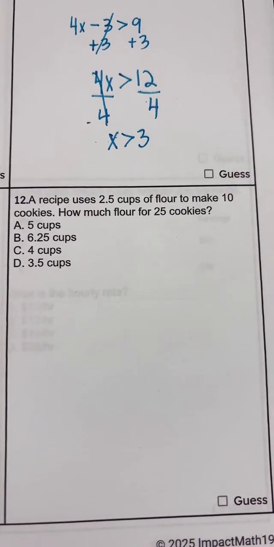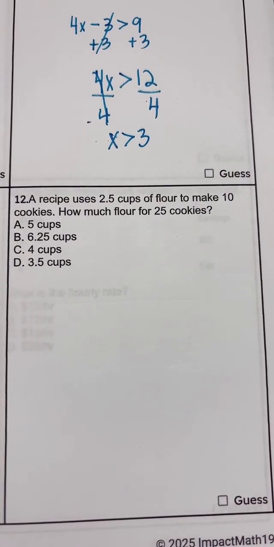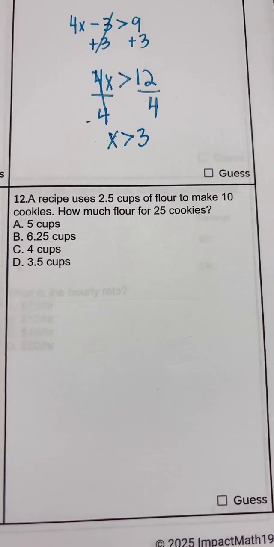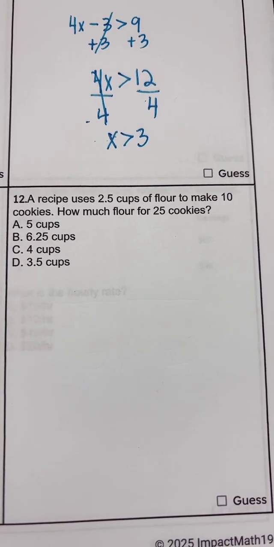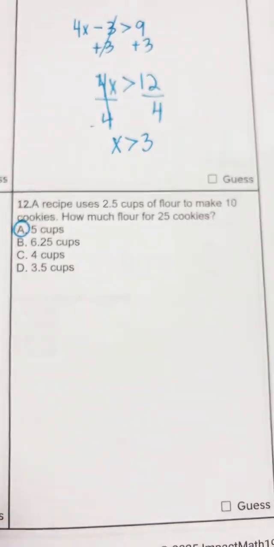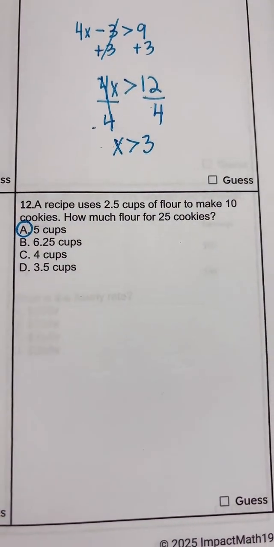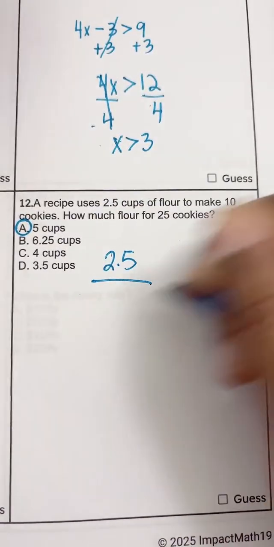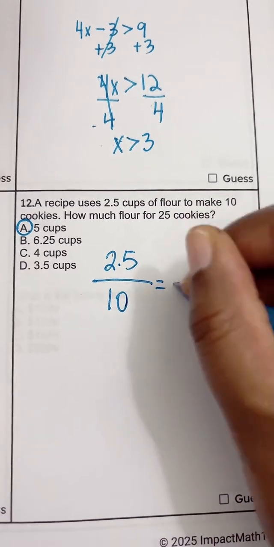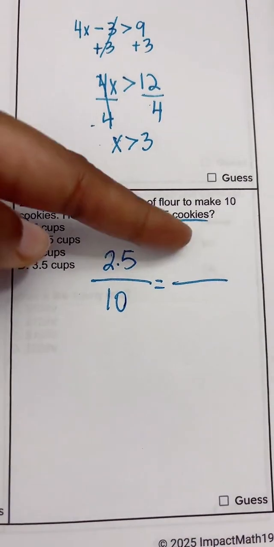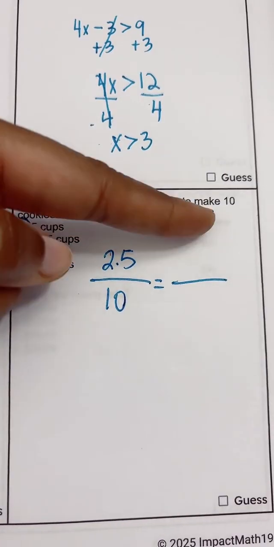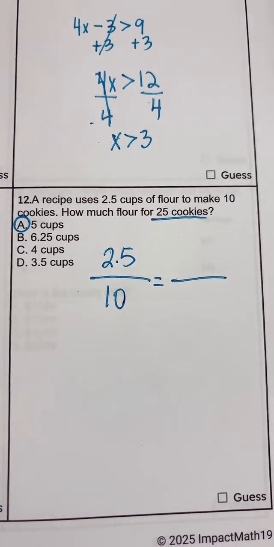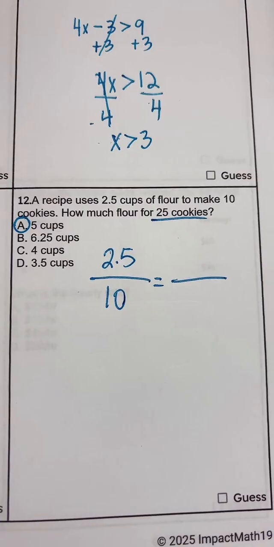Okay. A recipe uses 2.5 cups of flour to make 10 cookies. How much flour for 25 cookies? Okay, Latoya said A. Okay, you said it. I'm circling it. Okay, so let's set this bad boy up. I got 2.5 cups of flour over 10 cookies. Where am I putting my 25 at? Top or bottom? Top or bottom? Put it in the chat. Where it go? Where it go?